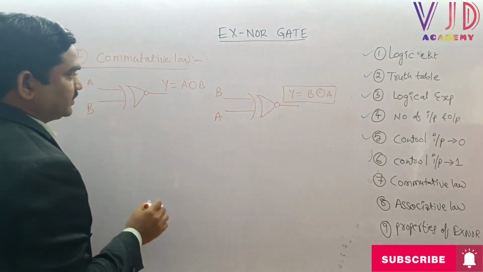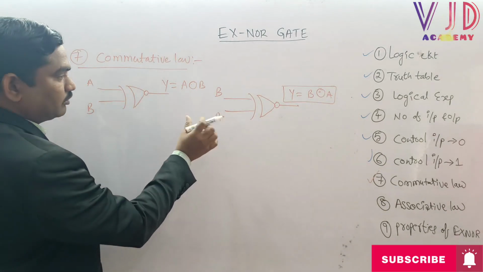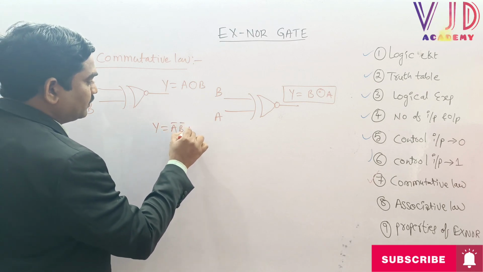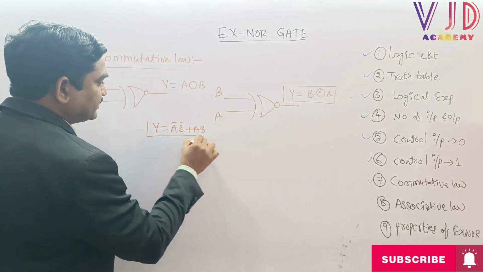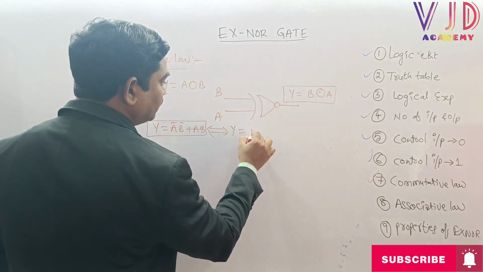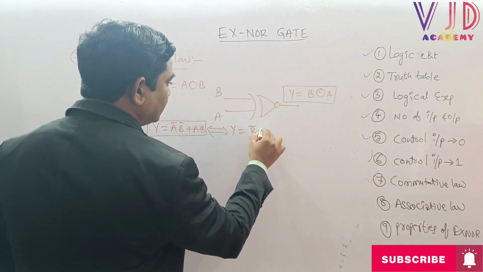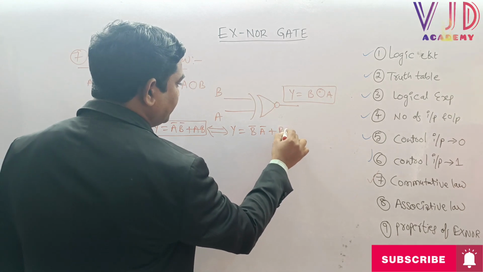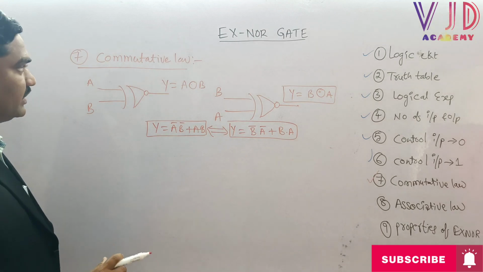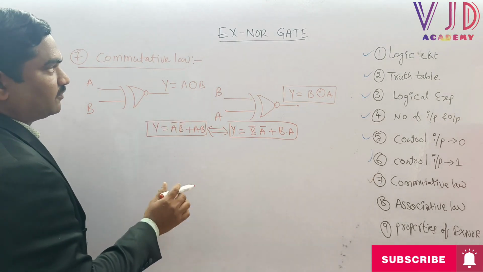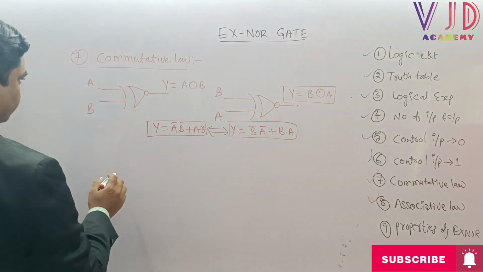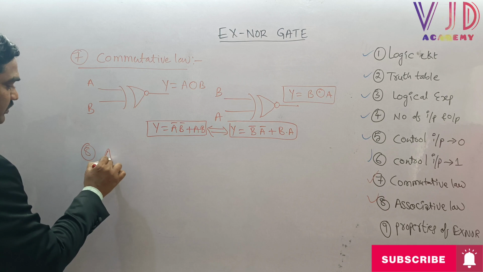This is the logical expression, which means if I write both the outputs in the form of SOP, y equal to A bar B bar plus A into B. This is exactly equal to y equal to B bar A bar plus B into A. So this is exactly equal. So based upon this condition, we can say that the XNOR gate is following commutative law. Now the 8th point is associative law.